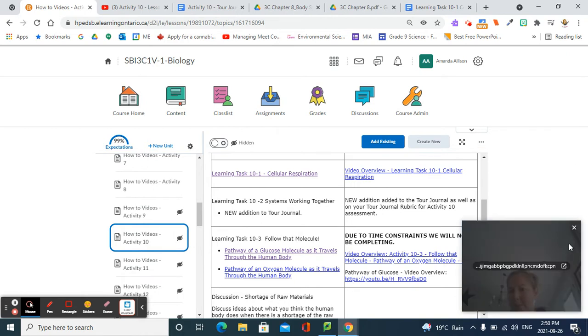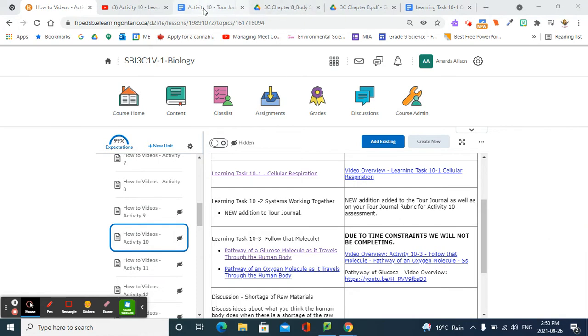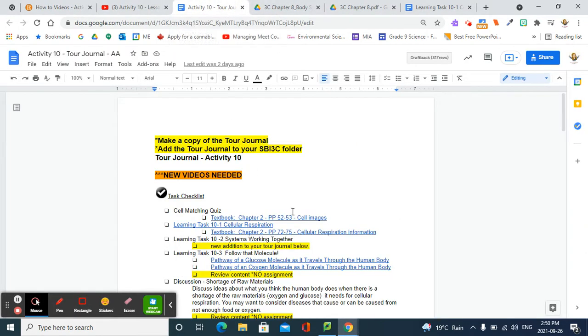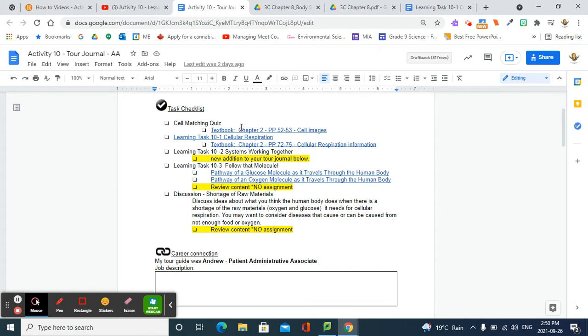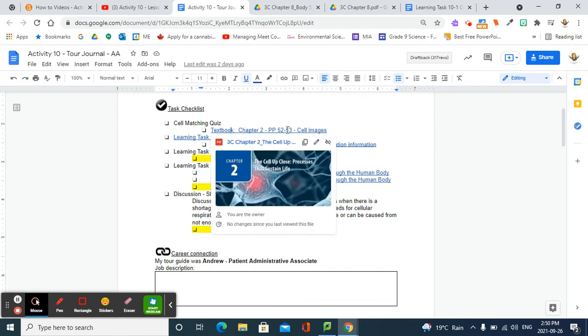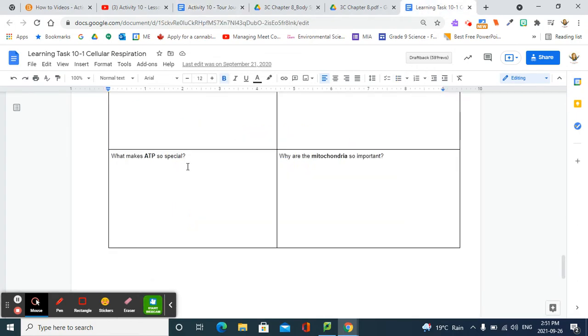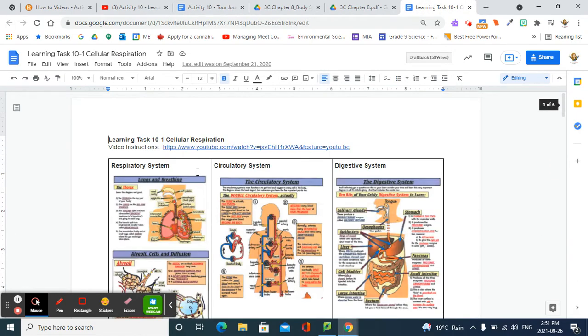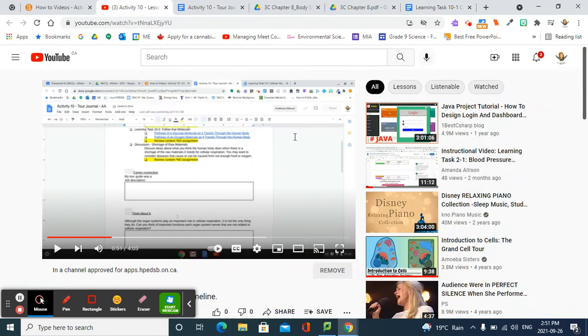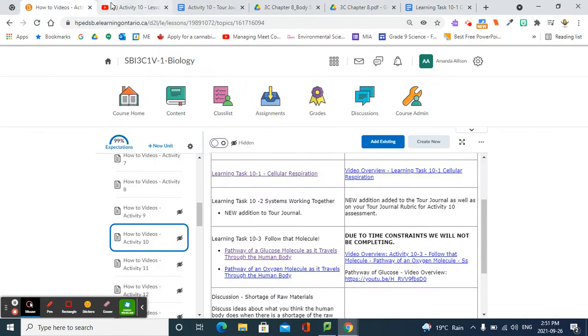So let's go and look at our tour journal and what to expect. At the start of the content area, there's a cell matching quiz. If you want some help with remembering some of the parts of the cell, these are the textbook pages that are applicable. You've got your learning task 10-1, which is going to focus on cellular respiration, and you will find my instructional video there. Those instructions are the same since last year.